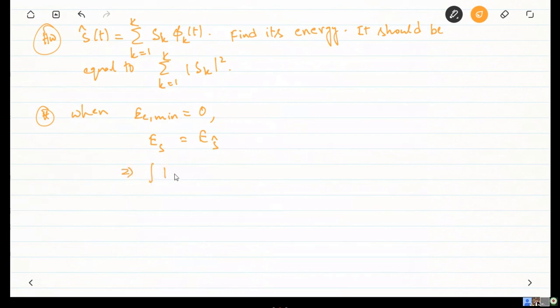That implies equality. So when this thing happens, when the energy in the error signal becomes 0, then we say that these orthonormal functions are a complete set to represent any finite energy signal, right? So okay.